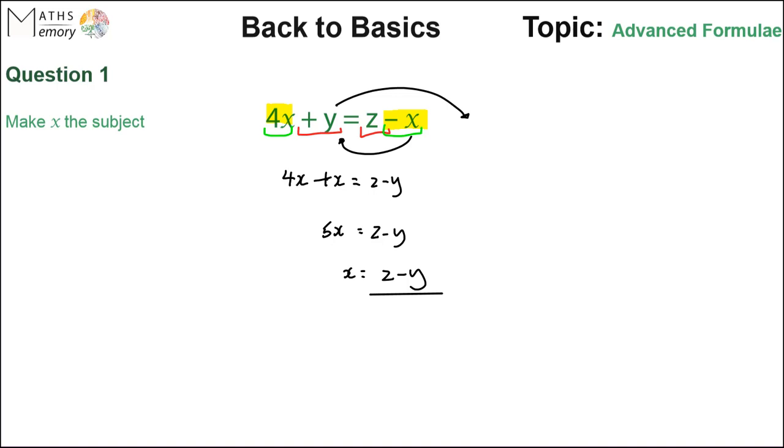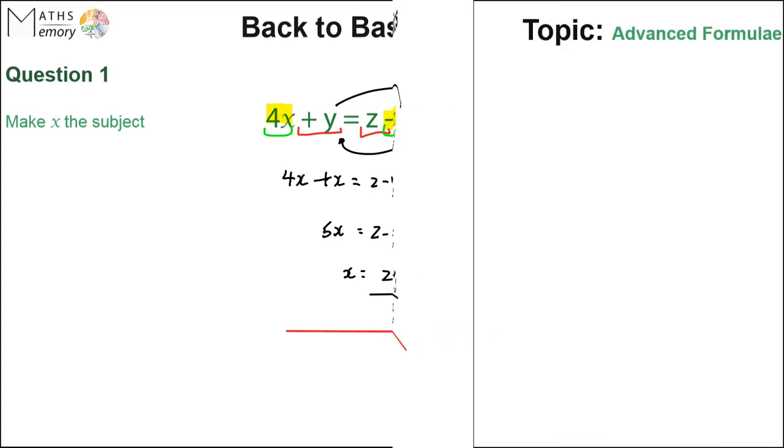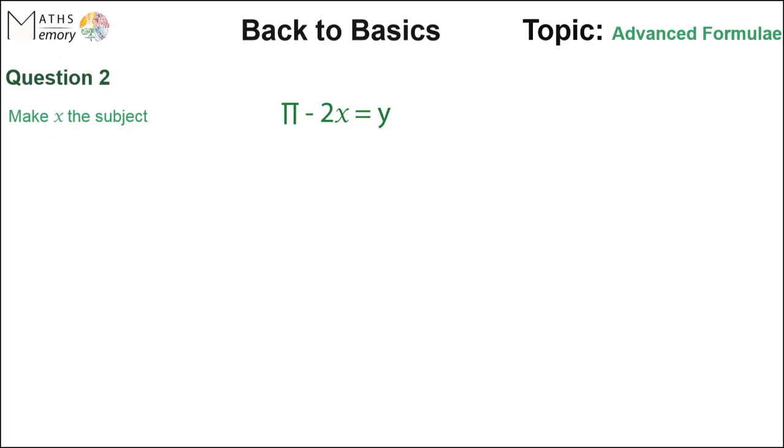Okay, so this forms the basics of a topic called factorizing. We're going to be doing that later on today, but make sure you're okay with how we go about the main concept of double swap. X is on the left, numbers on the right. There we go. Question 2, back to basics. Press pause, write this question down, find x, and press play when you're ready.